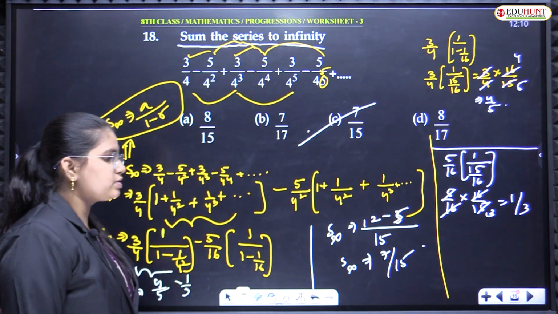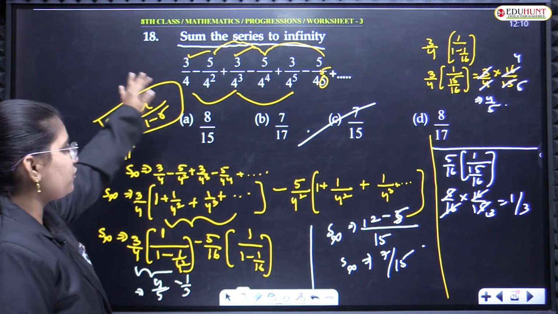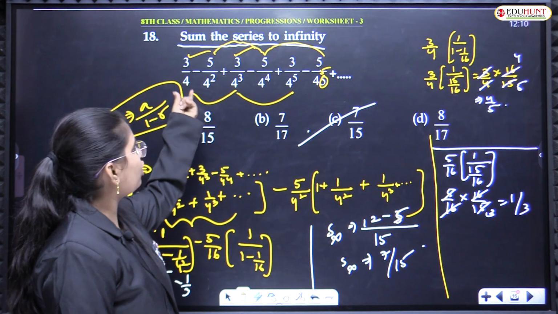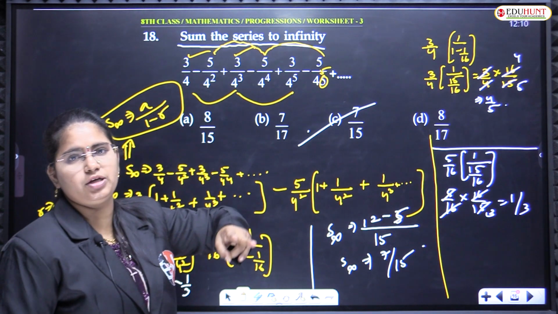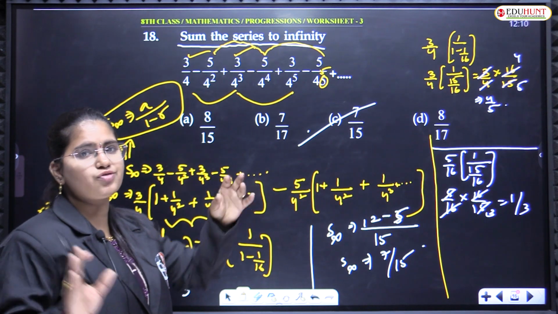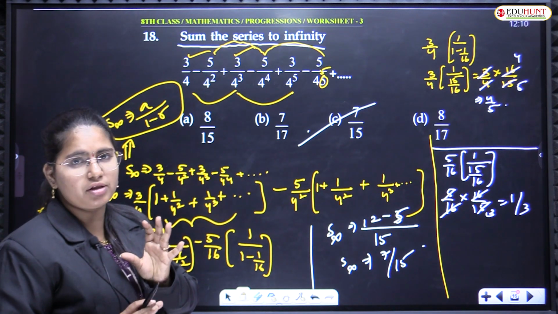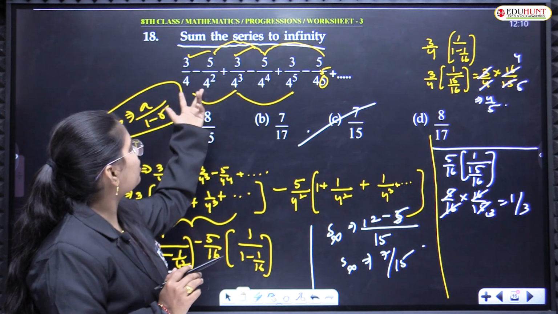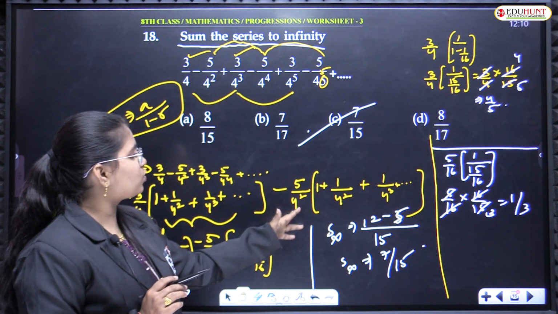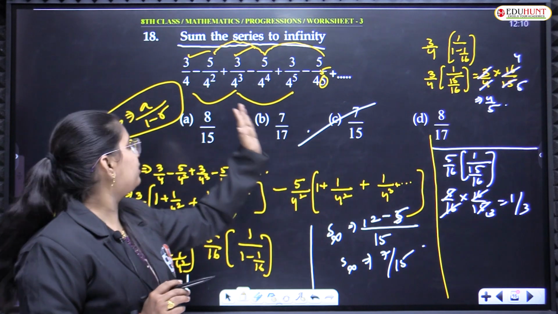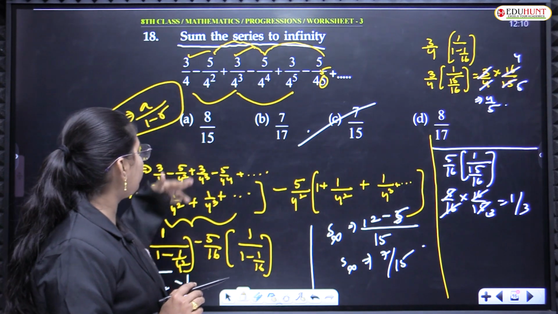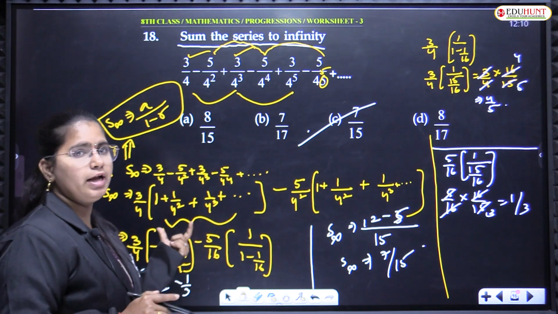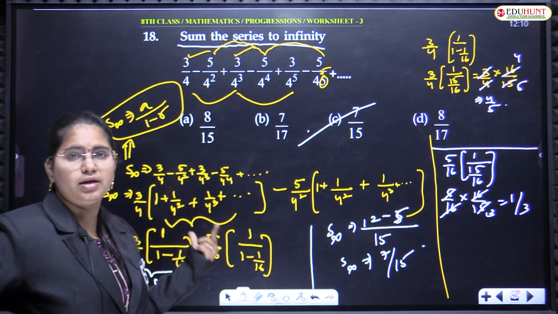I hope everything is clear with this. Please observe the problem. I'll recall it again. What is the problem? Given a combination of two different GPs. Here, what I have done is reorganize all odd terms together and all even terms together. In the even terms, I have minus 5 by 4 square as common, I took it out. In the odd places, I have 3 by 4 as common, I also removed it. And I have applied the sum of infinite terms in a GP.